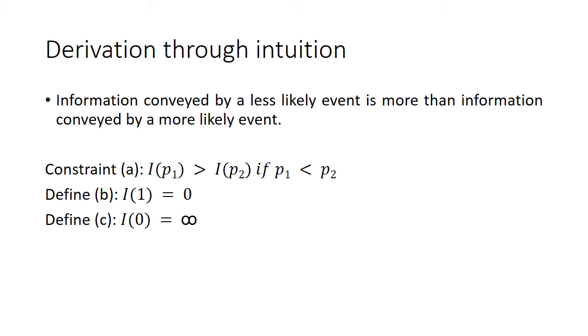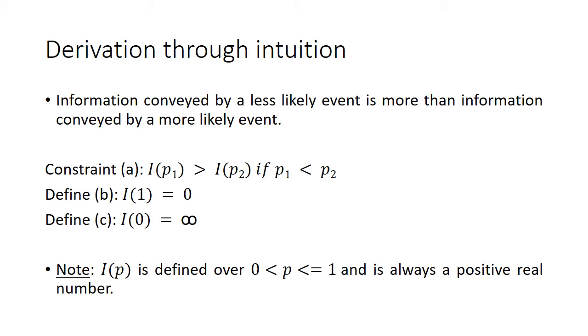So the information of 0 is infinite, or information of something that tends to 0 is very, very high. So these are the three constraints that we can think of, and of course B and C satisfy A very clearly. So that's good. Now let's look at, is that enough for us to basically come up with a function? Not yet. We have to do some more magic to figure out what that expression needs to be.